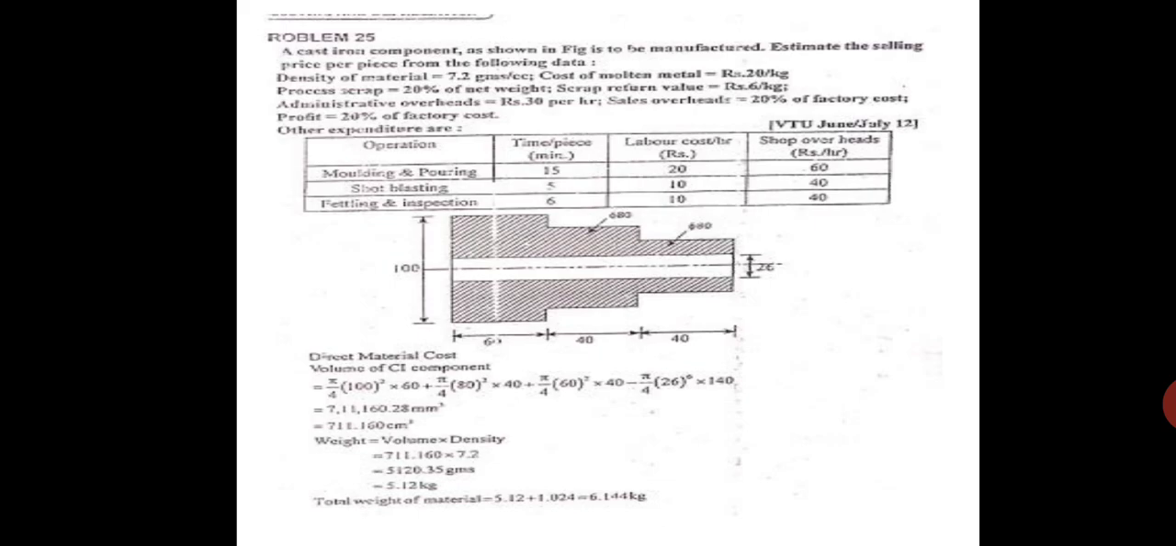We not only calculate the volume, then weight, but we also calculate the direct material cost, then direct labor cost. We also calculate the factory overheads, the administrative overheads, and we will decide the selling price of the component. This is an engineering component, and these are regular problems. I think every year you will have one problem of this nature appearing in the examination.